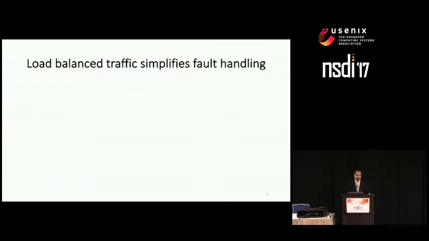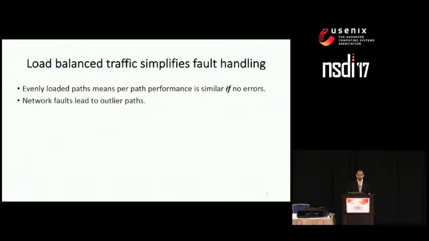The hope over here is that this highly load balanced traffic can simplify fault handling. Hypothetically, these very evenly loaded paths in the network should mean that the per path performance is similar if there are no errors. And conversely, if there is an error, there should be outlier paths with worse performance than normal.